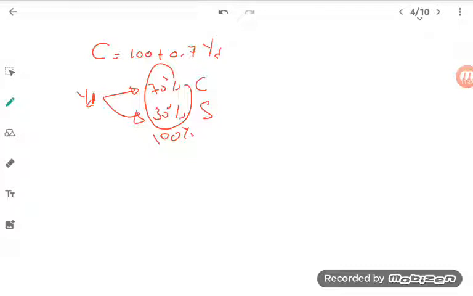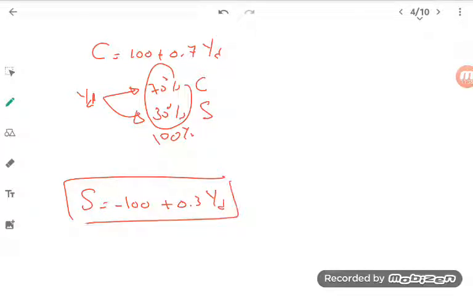If you would like to find the saving function, it will be S equals negative A, which is negative 100, plus 1 minus 0.7, which is 0.3 YD. So this is the saving function.